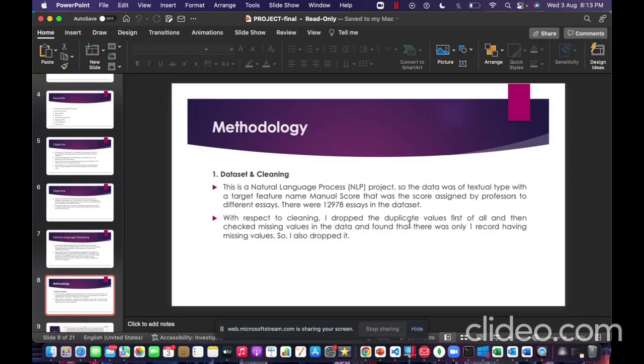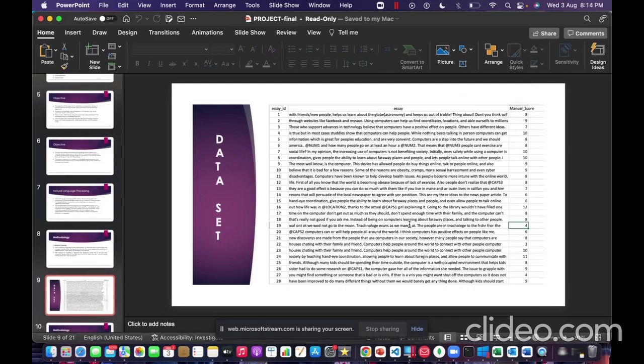Coming to methodology, dataset and cleaning. This is a natural language processing project, so the data was of textual type with a target feature named manual score, that was the score assigned by professors to different essays. There were 12,978 essays in the dataset. With respect to cleaning, I dropped the duplicate values first of all and then checked for missing values in the data and found that there was only one record having missing values, so I dropped it.